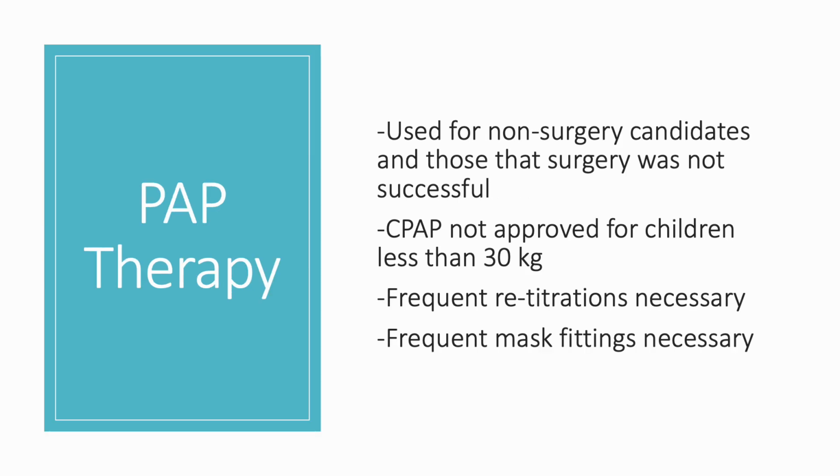Patients who may be considered for PAP therapy are those who do not qualify for surgical intervention, as well as those whose surgical intervention fails. There are many reasons surgery may not be successful, mainly that tonsils and adenoids alone are rarely the only obstructive features about those patients. PAP therapy is only approved for children who weigh at least 66 pounds. You really need to pay attention to something like that when you're titrating children. Although it's not approved, it may still be needed. Because they are always growing, frequent mask fittings and retitrations may be necessary.